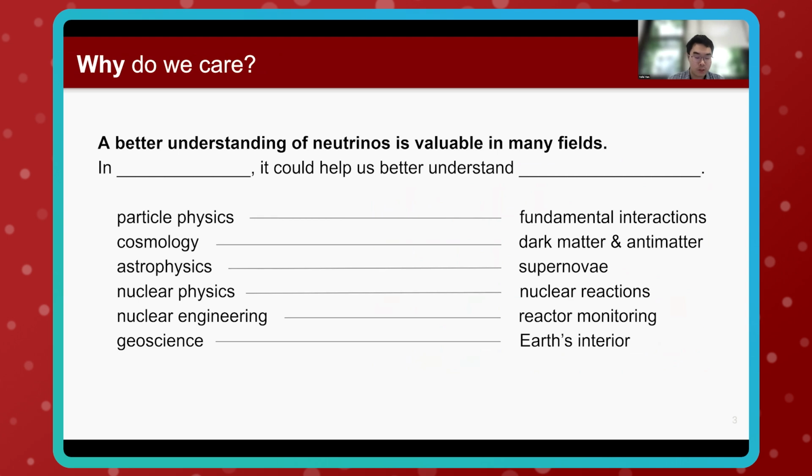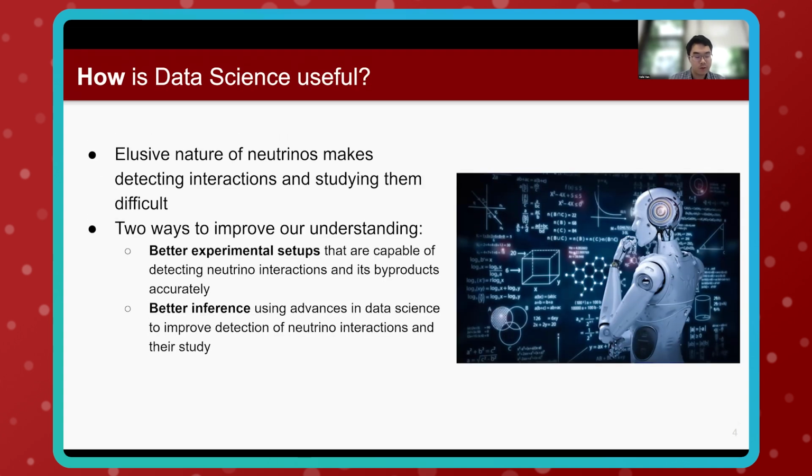Understanding neutrinos can unlock significant insights across all these fields. In particle physics, studying neutrinos helps us understand fundamental interactions. In cosmology, it can help us get more clues about dark matter and antimatter. In astrophysics, neutrinos can help us study supernovae. Each of these areas can benefit greatly from a deeper understanding of neutrinos. So how is data science useful?